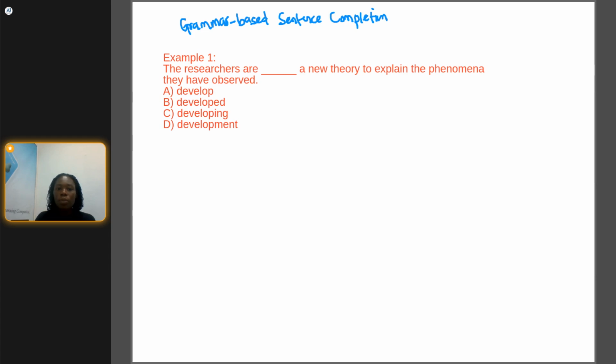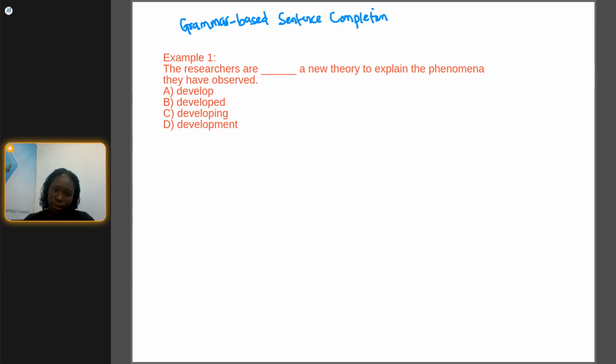The researchers are develop a new theory to explain the phenomena they have observed. Does that sound right? No, it doesn't. The researchers are developed a new theory to explain the phenomena they have observed. Does that sound right? No. Option C, the researchers are developing a new theory to explain the phenomena they have observed. Okay, that sounds right. Option D, the researchers are development a new theory. Does that sound right? No. Only one option sounds right. And why does it sound right?